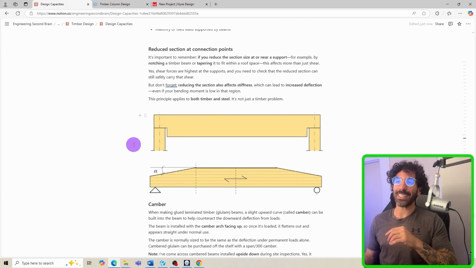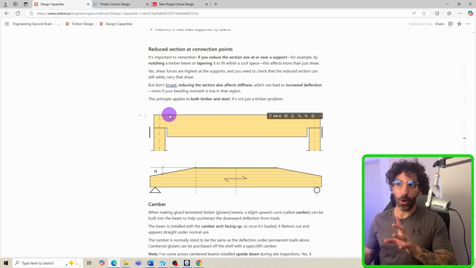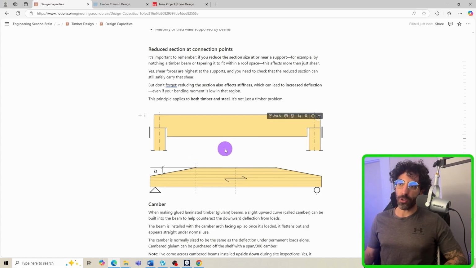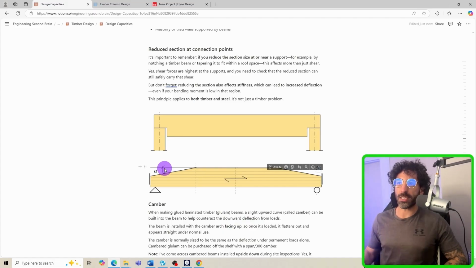We talked about this in the shear lesson, but I find it important that you remember that if you reduce the cross section of the beam, let's say you had a notch at the support, or you were tapering the beam down to fit nicely inside the roof framing, for example. So imagine you have the roof line going down here on a pitch, then that means you can't continue that beam straight, because otherwise it's just going to protrude outside the roof sheeting. Therefore you have to taper that beam down.